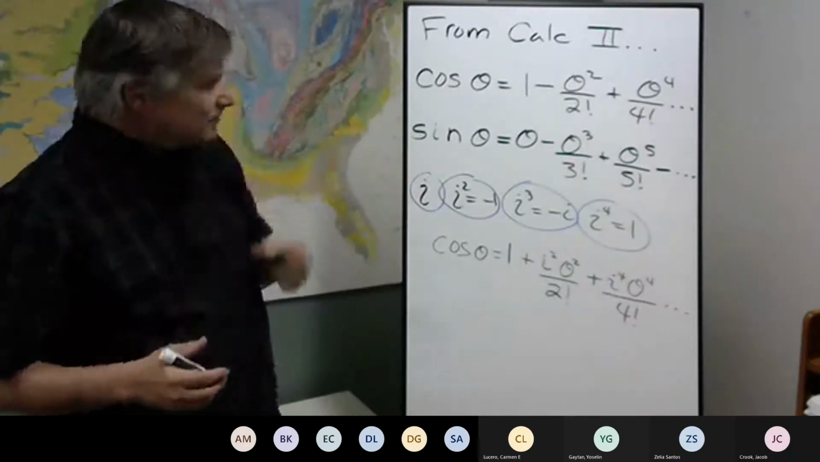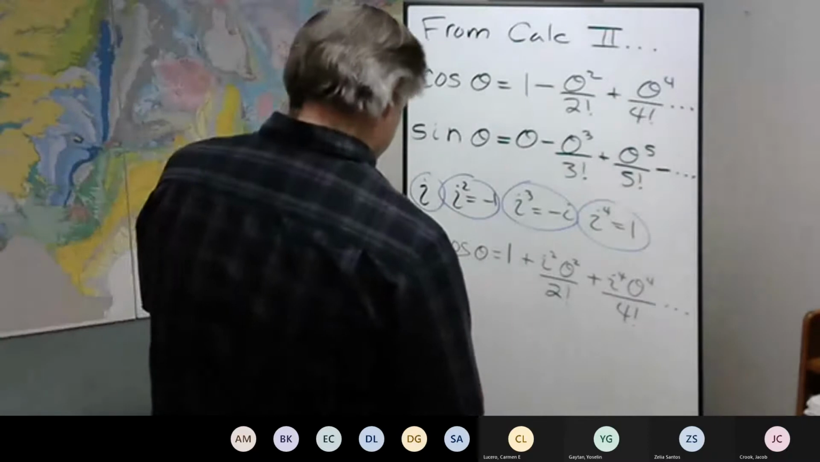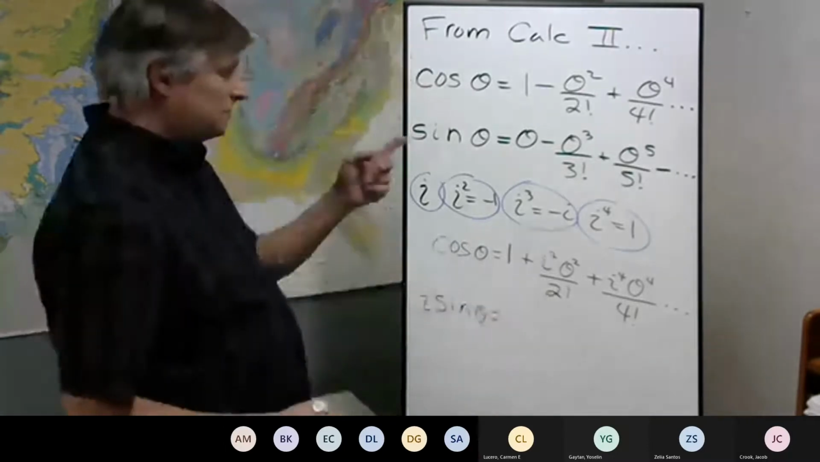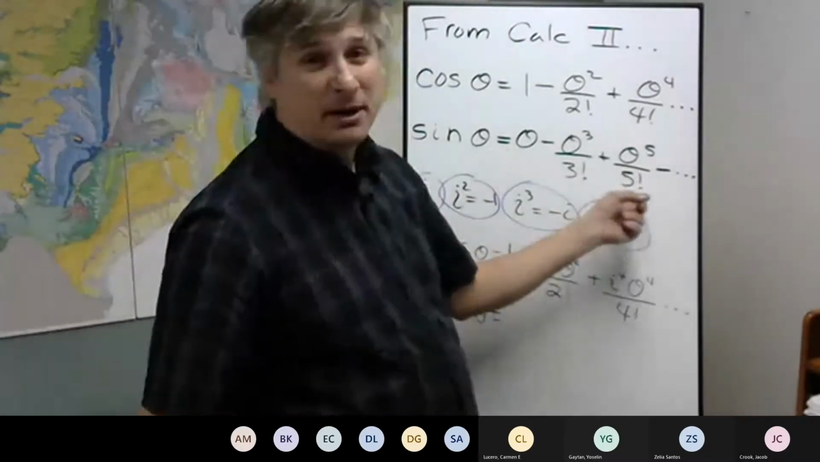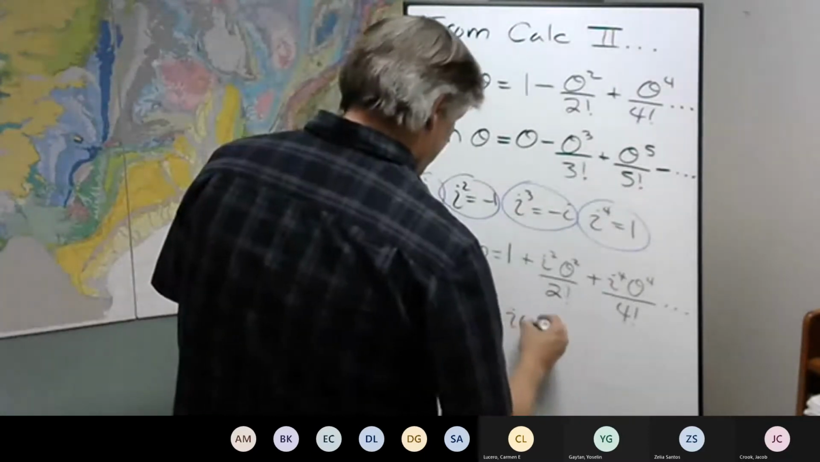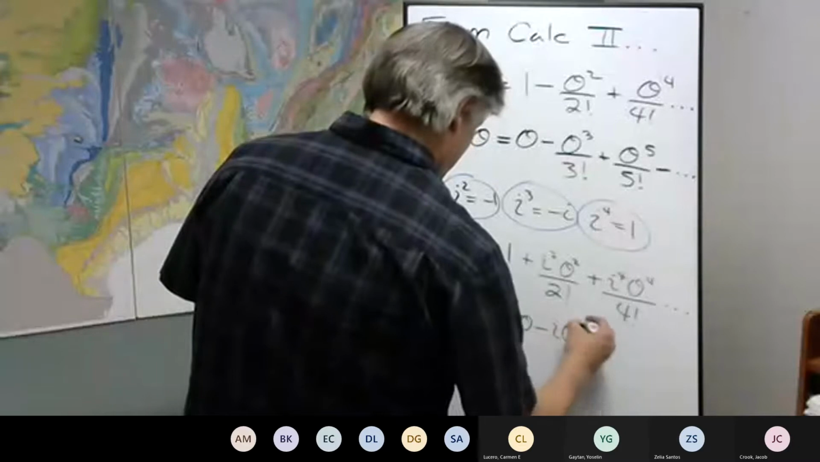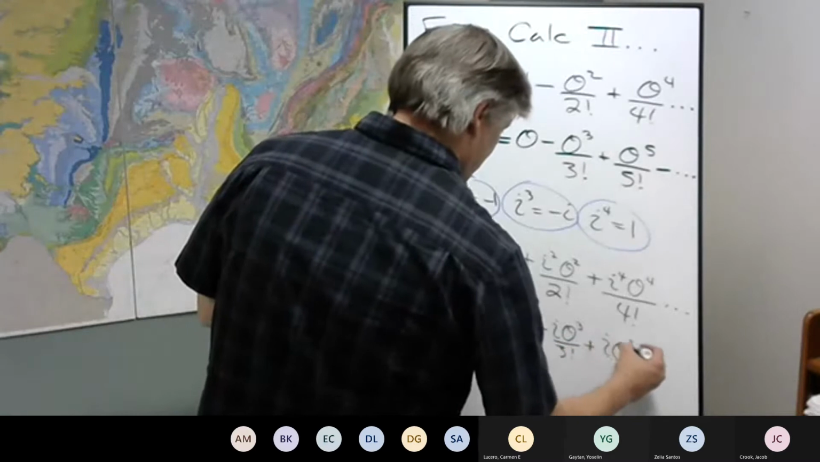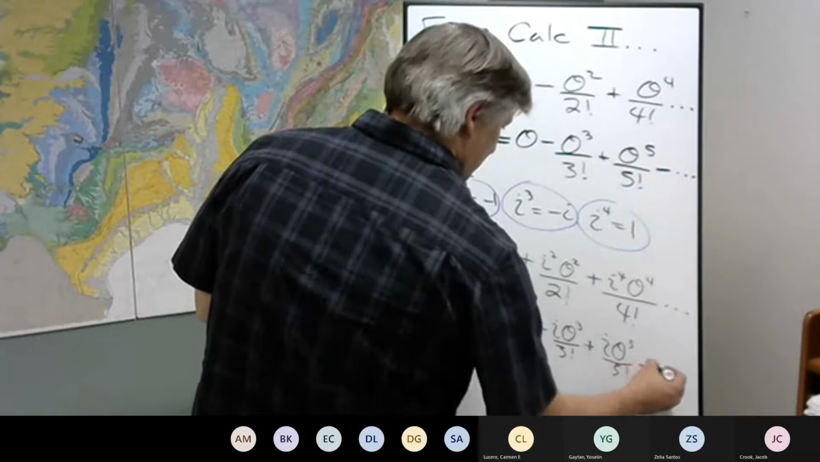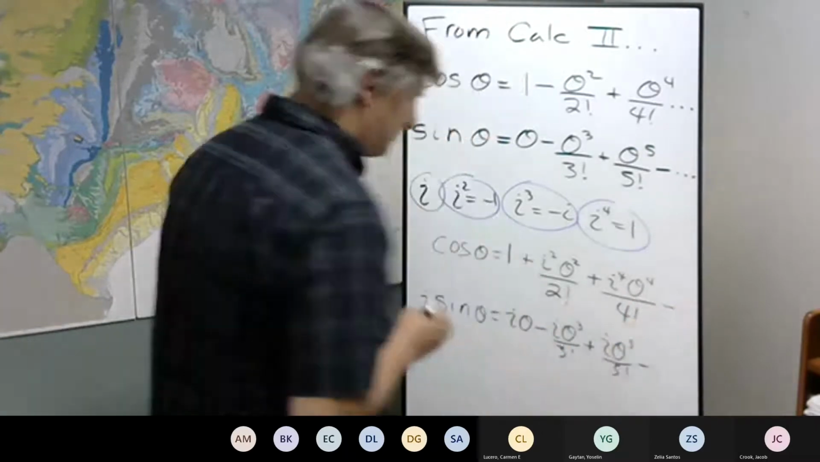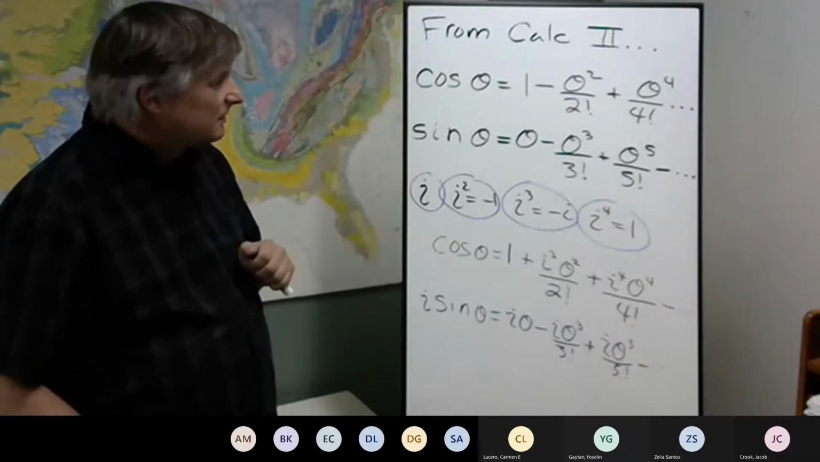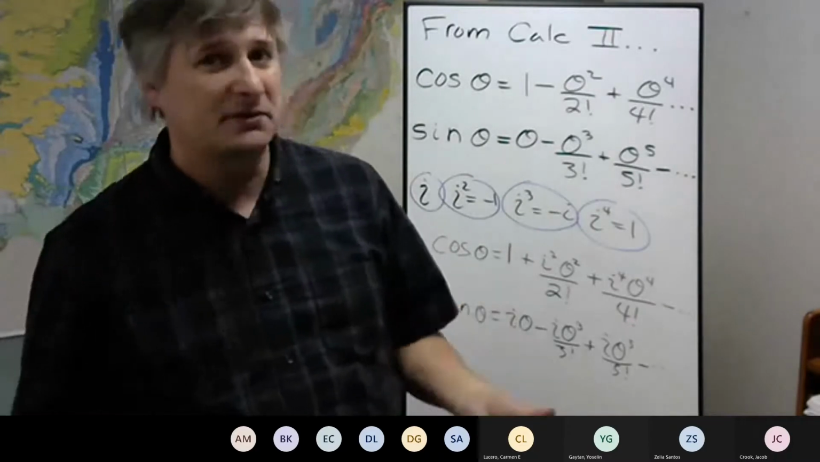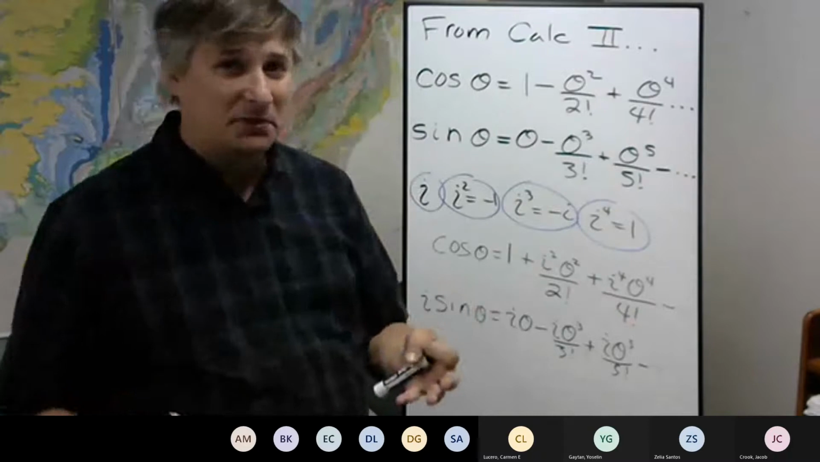Now, sine theta. We're going to do something a little fancy with sine theta. I'm going to multiply it by I. So if we multiply this by I, we've got to multiply everything in here by I. So we distribute the I. There we go. So I know this looks like madness, but trust me, in Calc 2, when you get into the Taylor series, you study derivatives, it'll make more sense.